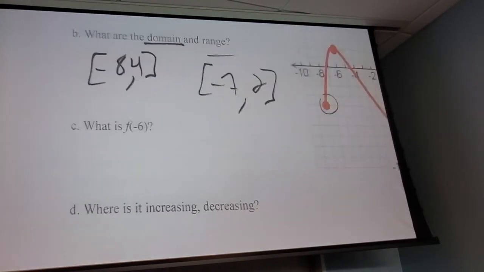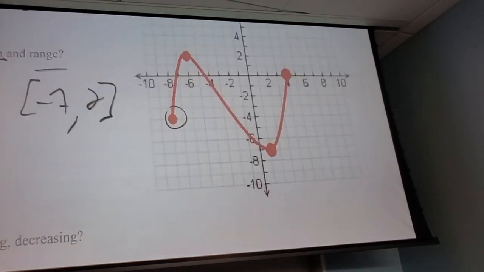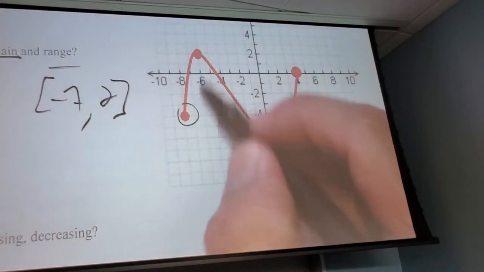All right. What is f of negative 6? Yeah, you just look at the input of negative 6, and the output is 2.